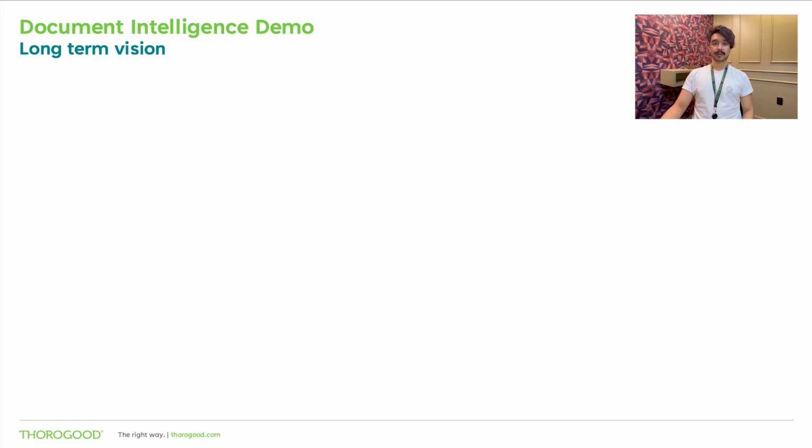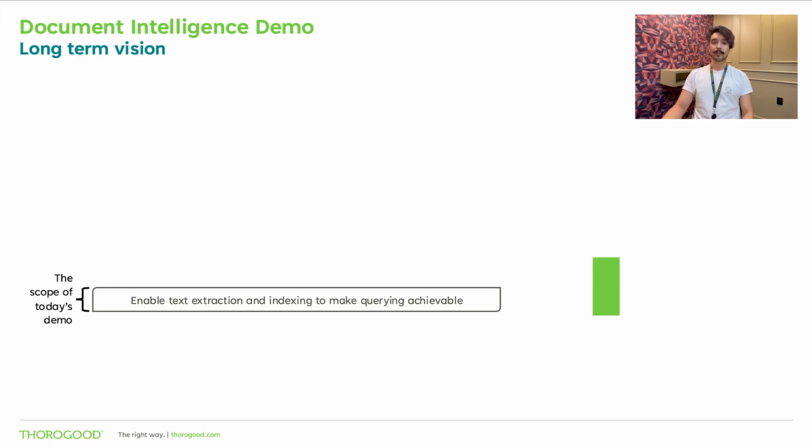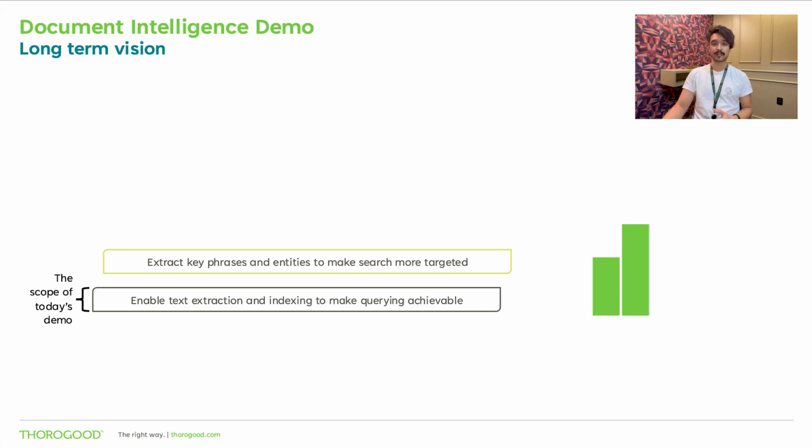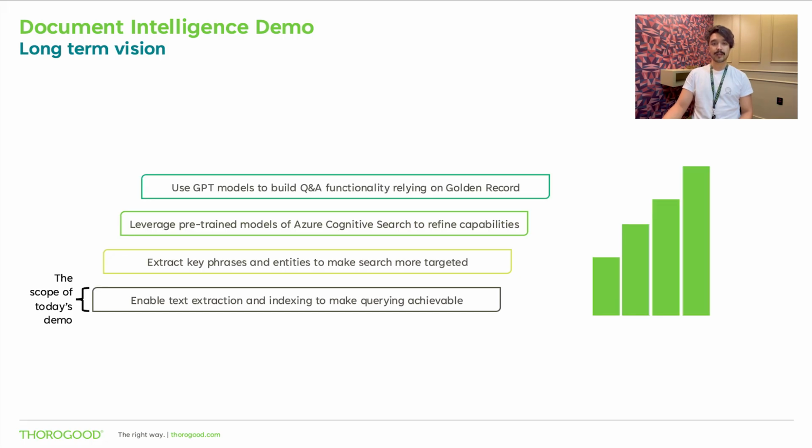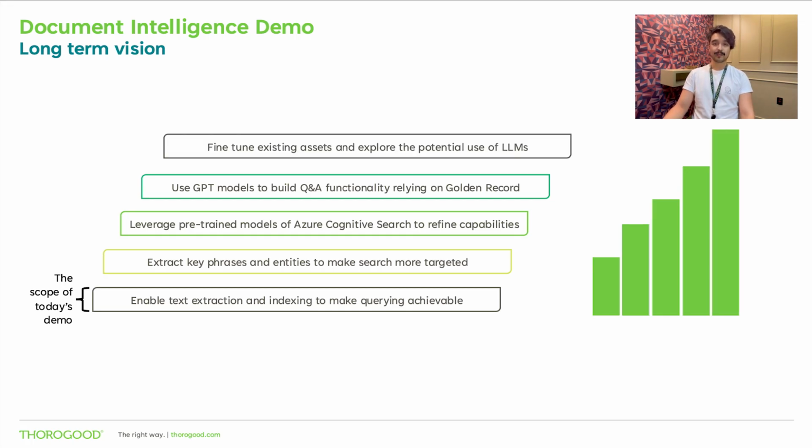We lay down here a long-term vision with increasing levels of complexity in your AI journey, illustrating how the automated extraction of text information can be just the first step in a path to advanced use of AI tools. The application possibilities stack upon each other, including extraction of key phrases and entities to make search more targeted, leveraging pre-trained models of Azure Cognitive Search to refine capabilities, using GPT models to build Q&A functionality relying on a golden record, fine-tuning existing assets, and exploring the potential use of LLMs. And we can help you walk those steps.